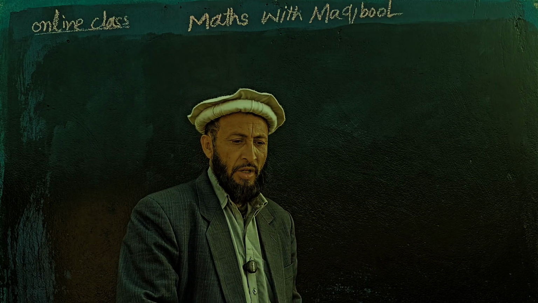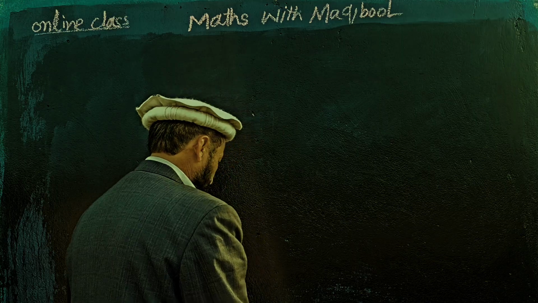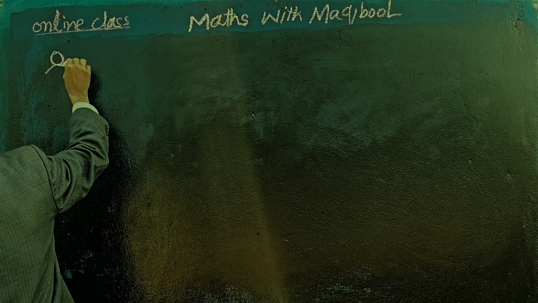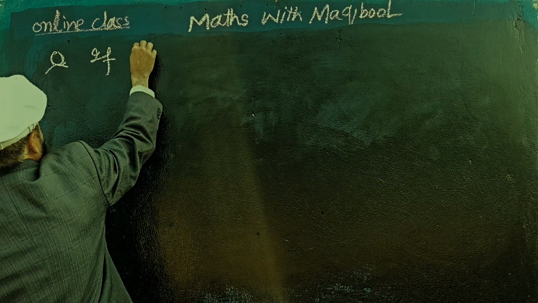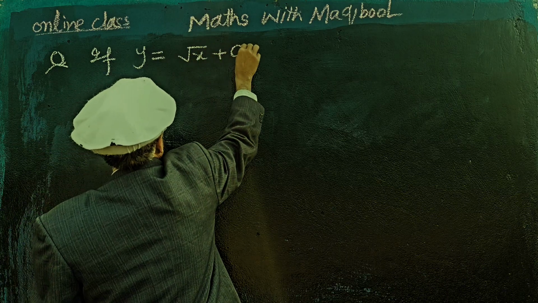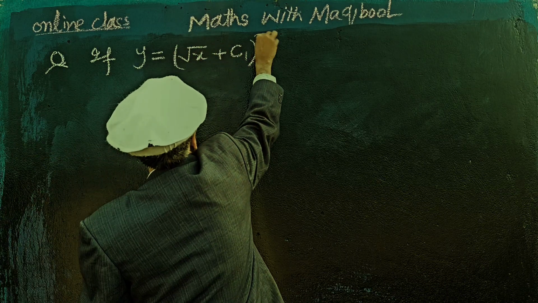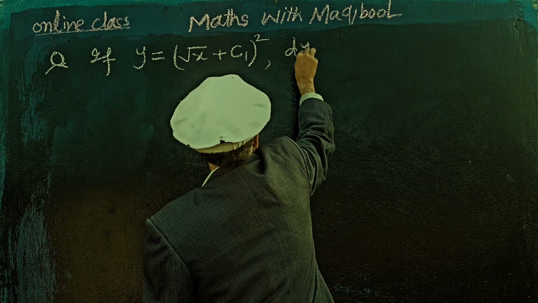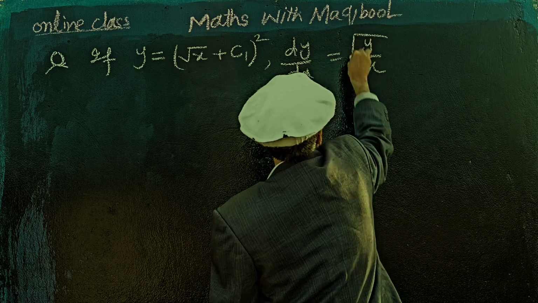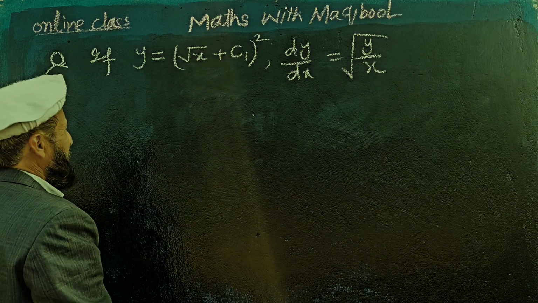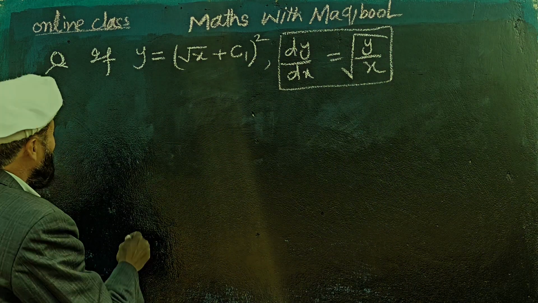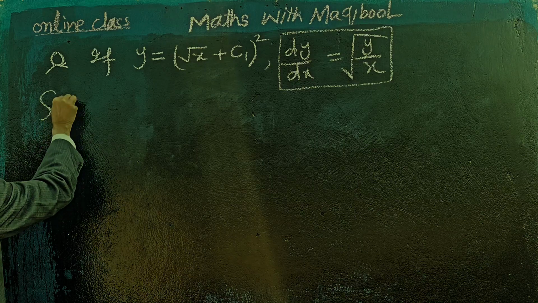Let's start. The question is given: if y is equal to (x^(1/2) + c1)^2, find the value of dy/dx, which is equal to the square root of y divided by x. Very interesting question. We want to prove this result for dy/dx. The condition is given. Now we start the solution.